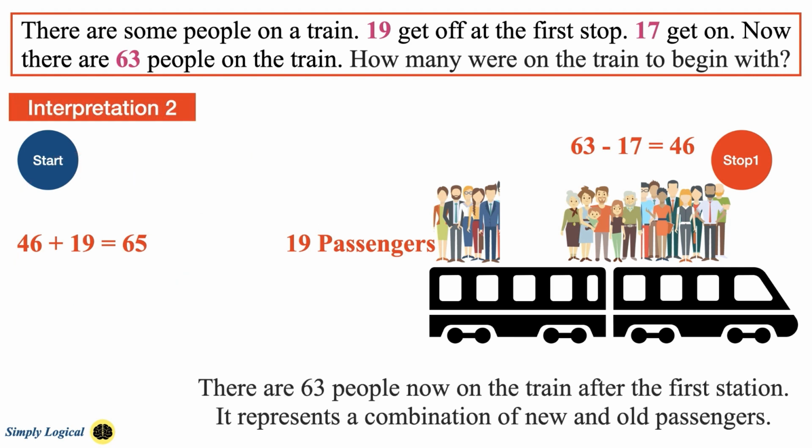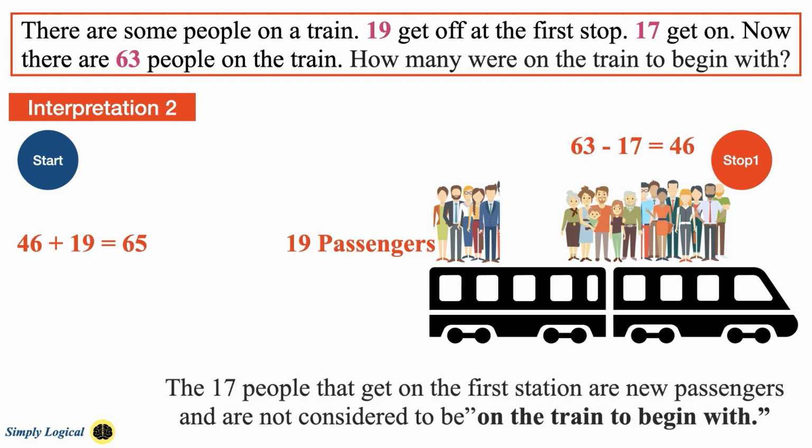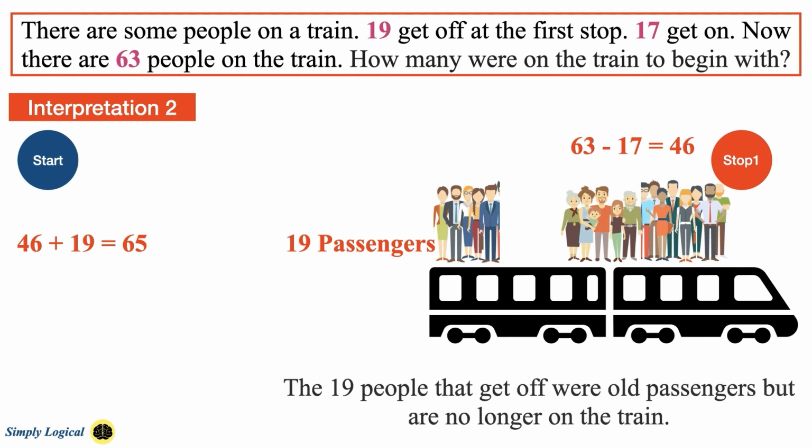So there are 63 people now on the train after the first station. It represents the combination of new and old passengers. The 17 people that get on at the first station are new passengers and are not considered to be on the train to begin with. The 19 people that get off were old passengers but are no longer on the train. If none got off, the number of people that were on the train originally would be 46 plus 19, or a total of 65.